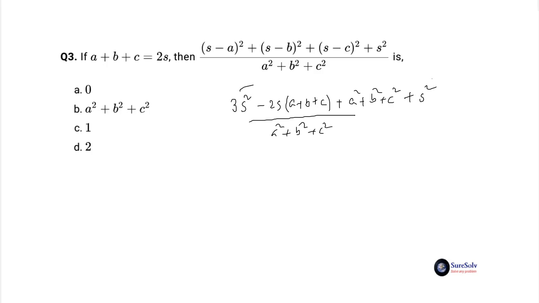3a square plus 1a square becomes 4a square. We substitute 2s for a plus b plus c, getting minus 4a square, which cancels out 4a square, leaving just a square plus b square plus c square in the numerator. And it cancels out the denominator. Result is simple 1. That's why we said we'll solve this problem in mind. Answer is option C, 1.